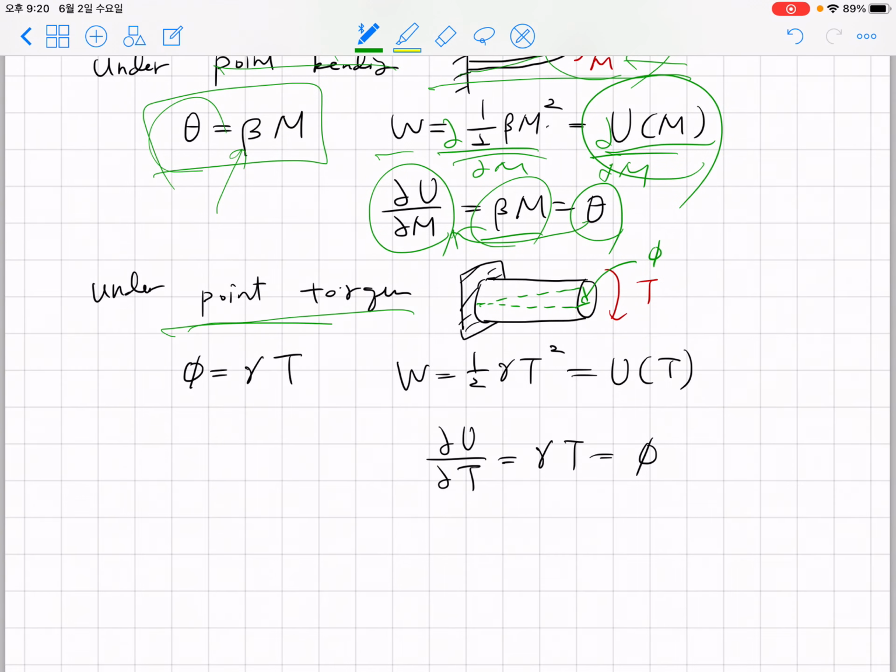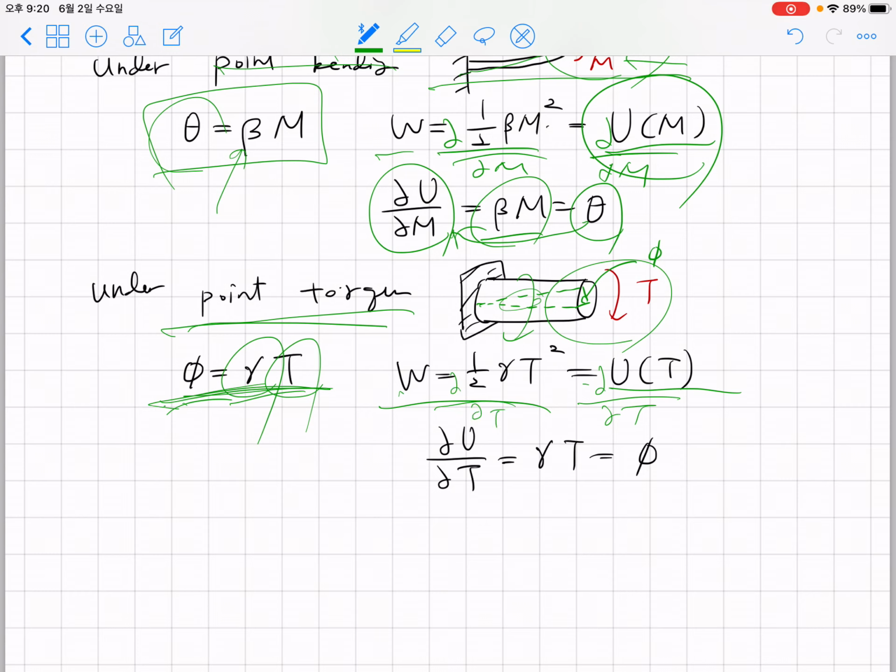And we can do the same thing for the point torque. If you consider torque applied at the end of the bar or some middle point of the bar, whatever point it is, the relationship between twist angle and torque T can be written in this way, and suppose that gamma is some unknown proportionality constant, and of course W is written as half gamma T squared, and it should be the same as the strain energy stored in the entire beam. And of course by doing the same operation, partial T for the left side and partial T for the right side, you can find that from partial U partial T you can obtain the angle.